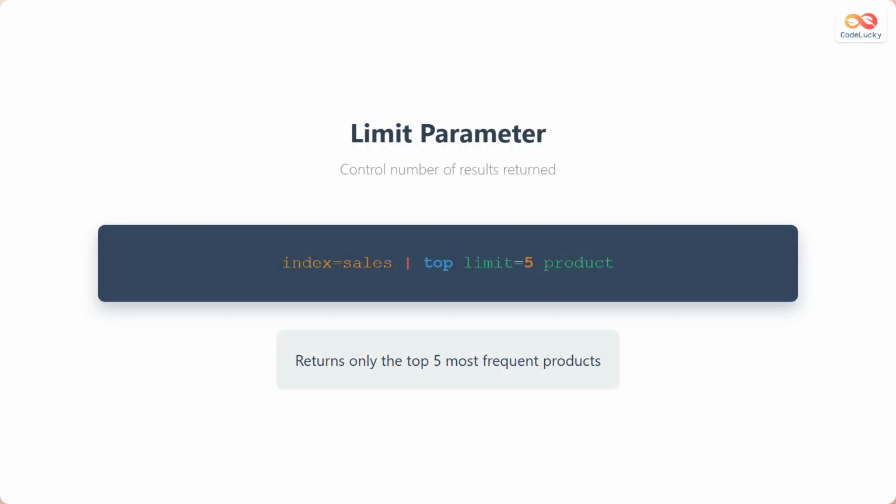The limit parameter gives you control over how many results are returned. In this example, index=sales | top limit=5 product. We're looking at sales data and restricting the output to only the top 5 most frequent products. By default, the top command returns 10 results, but you can specify any number using the limit parameter. This is especially useful when dealing with large datasets where you only want to see the most significant values.